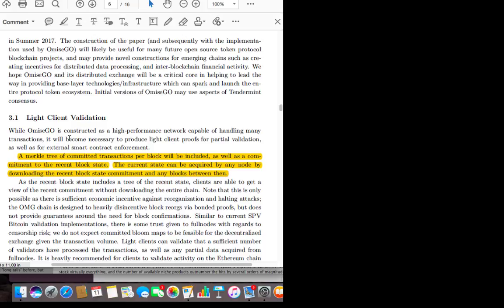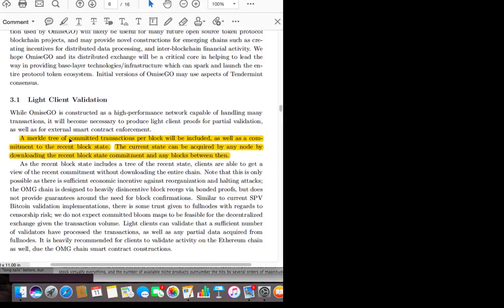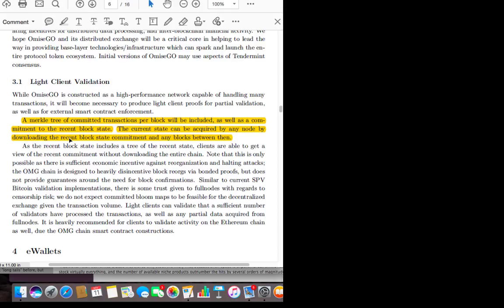So I talked about kind of the sharding. While Omisego is constructed as a high-performance network capable of handling many transactions, it will become necessary to produce light client proofs for partial validation as well as for external smart contract enforcement. So it goes on to talk about a Merkle tree of committed transactions per block will be included, as well as a commitment to the recent block state. The current state can be acquired by any node by downloading the recent block state committed and any blocks between.